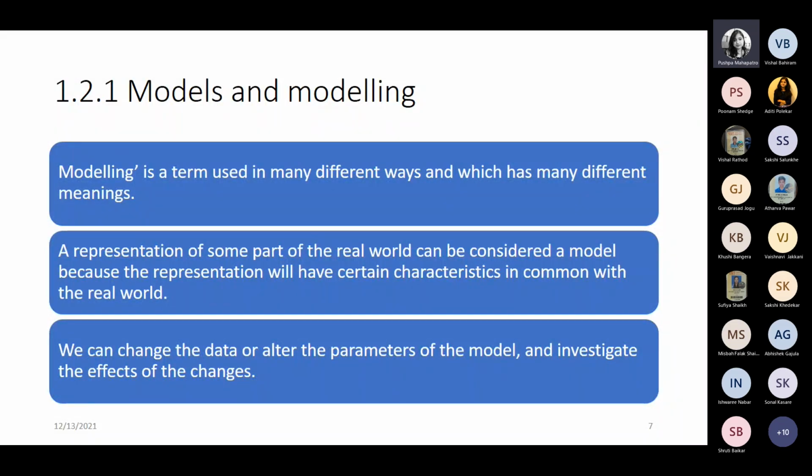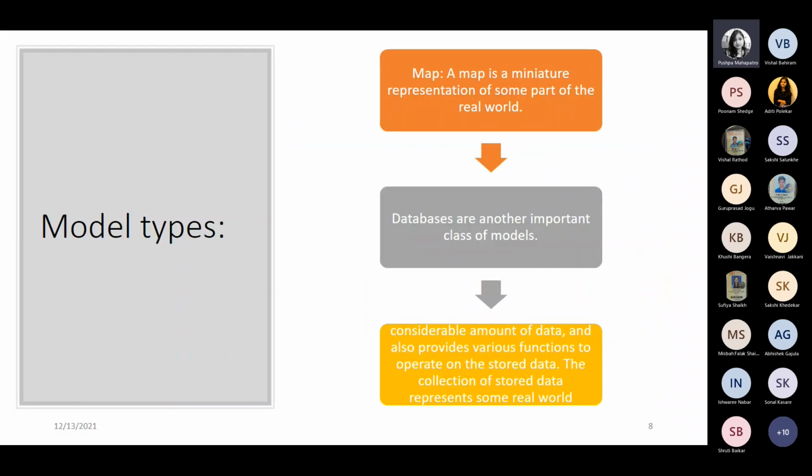Okay, so we can think of various characteristics and how we are going to represent them by creating a model of the real world. Then, modeling types. What are the different model types? We can have maps or we can have databases. What is in the map?